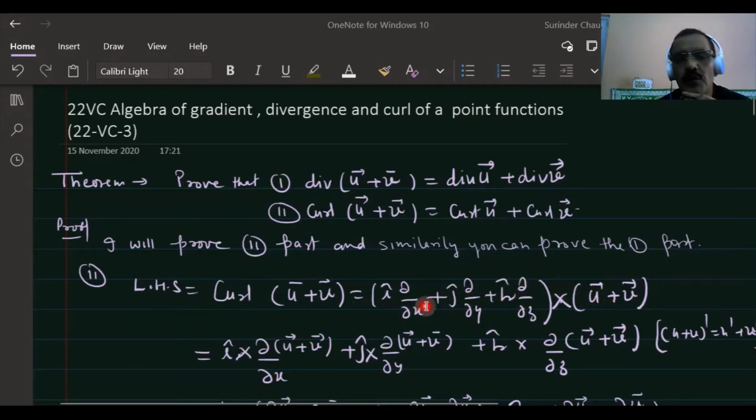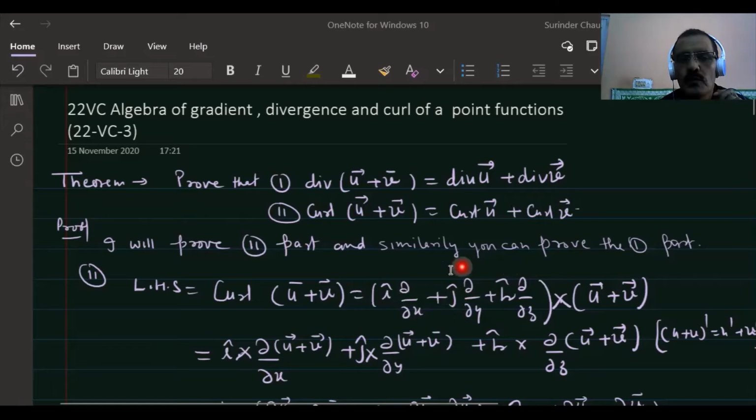Now we'll operate it. You have to do this very carefully because we have three types of product in vector calculus. One is simple multiplication, other is dot product, and third is the cross product. If you want to find dot and cross product, we have to keep in mind that we can find them among vectors only.